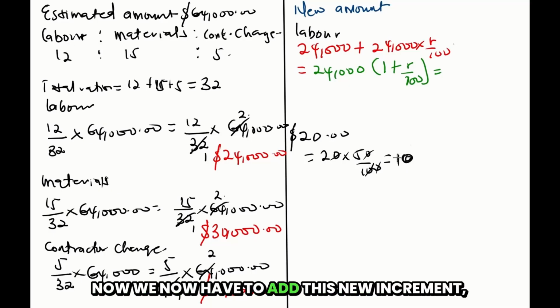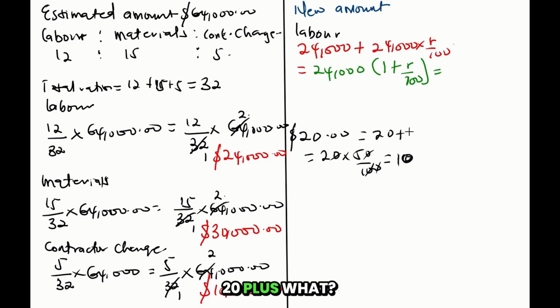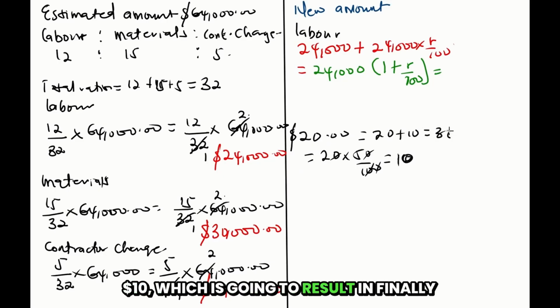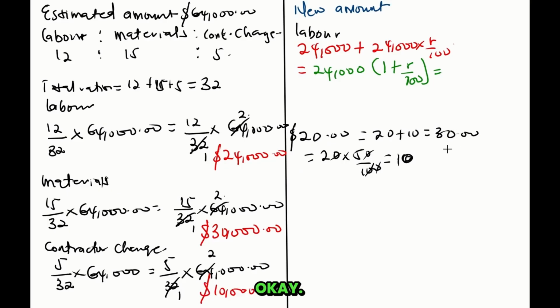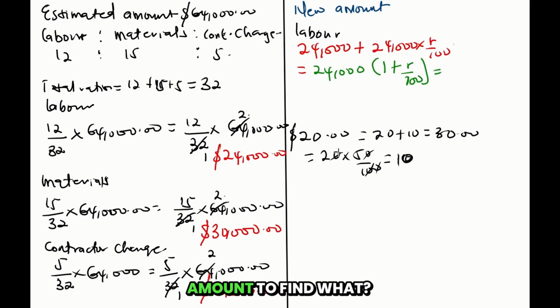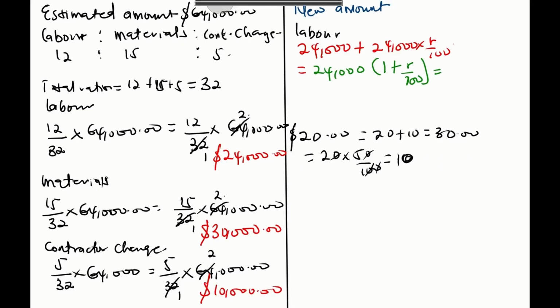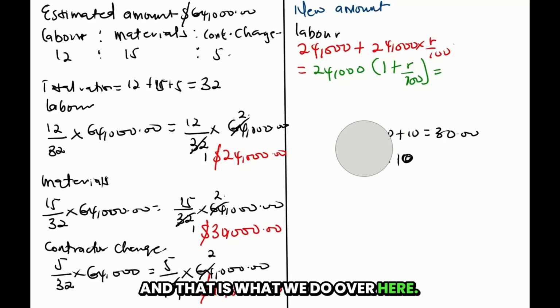Now we have to add this new increment, $10, to what? Your initial amount. And this is going to be what? 20 plus $10, which results in finally $30. Okay, so we add the new increment to the initial amount to find your full amount, the final amount you are now getting. And that is what we do over here.